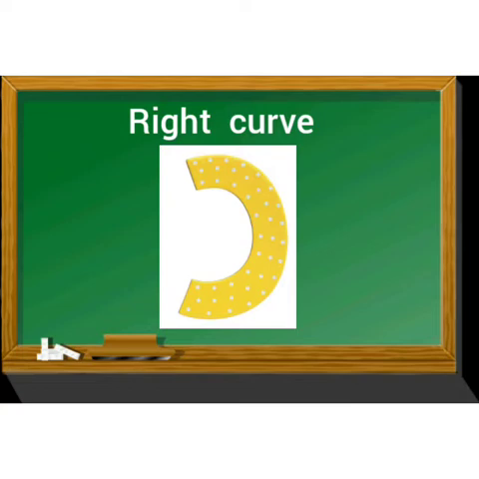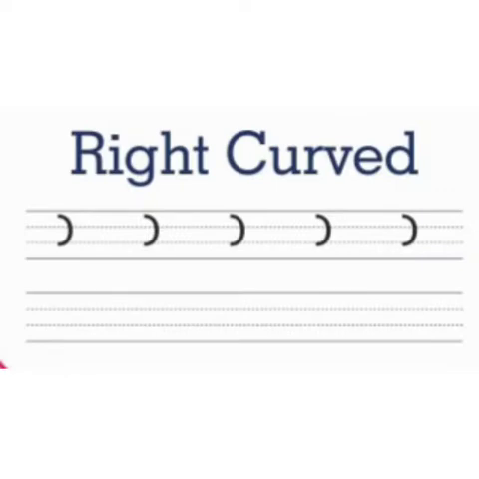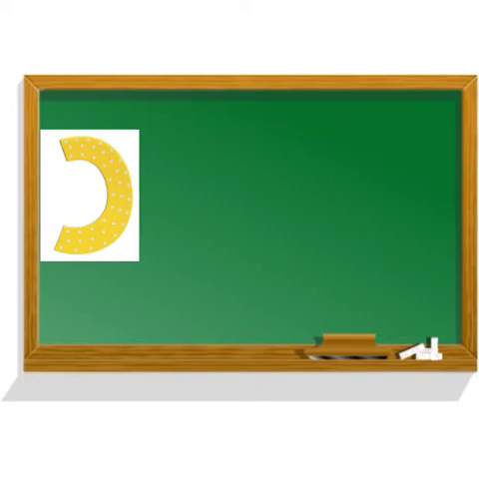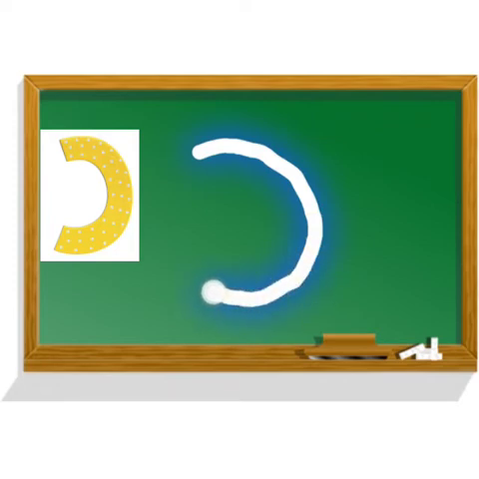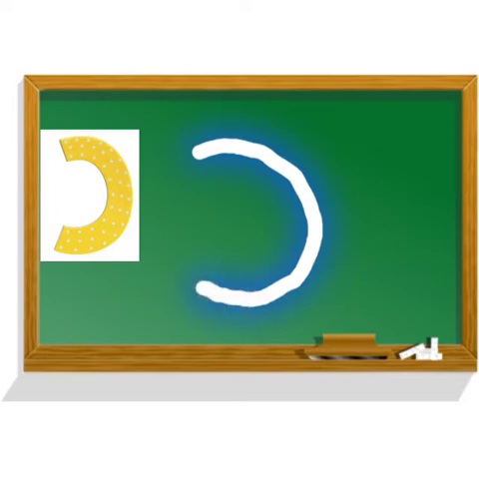This is right curve. A curve towards right hand side is called right curve. Look at the picture of moon and banana. The shape of the pictures are right hand side. Now we will learn how to trace right curve. First of all, put a dot and move slowly from top to bottom towards right side. Very good, children. Once again, put a dot and move slowly from top to bottom towards right side.